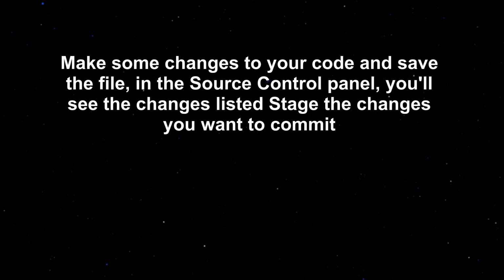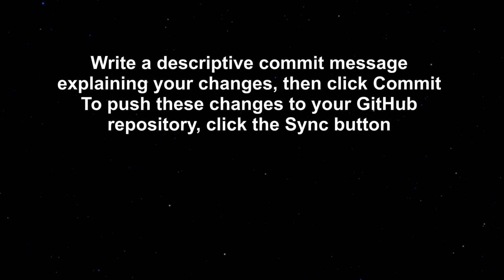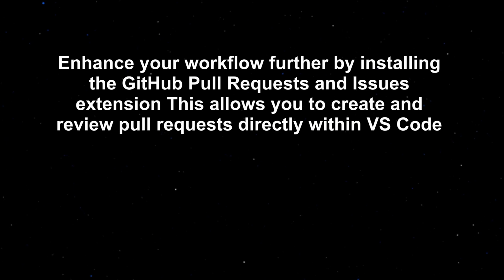Make some changes to your code and save the file. In the source control panel, you'll see the changes listed. Stage the changes you want to commit. Write a descriptive commit message explaining your changes, then click Commit to push these changes to your GitHub repository. Click the Sync button. Enhance your workflow further by installing the GitHub Pull Requests and Issues extension.